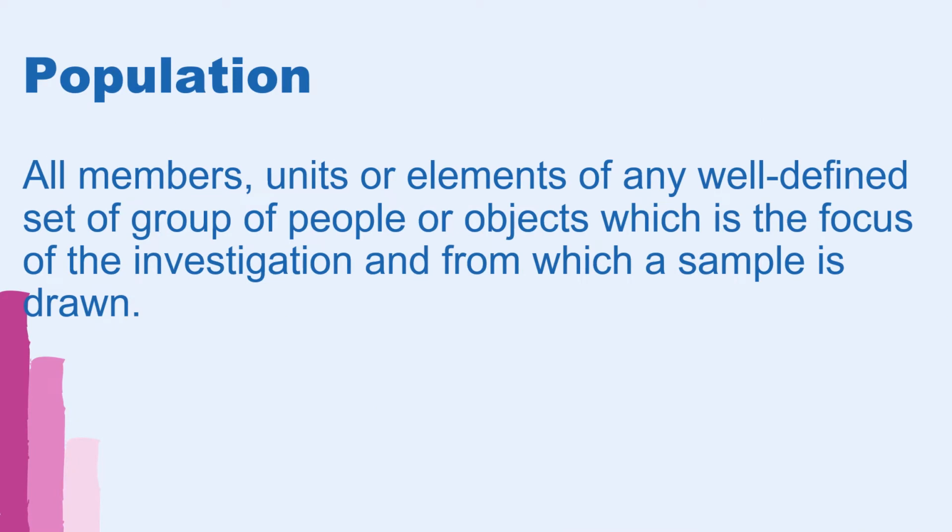Next, population. We have been using the term population earlier, so what do we mean by population? This means all members or units or even elements of any well-defined set or group of people or objects, which is the focus of the investigation and from which a sample is drawn. Your keywords here, class, are all members or units or elements. That's the definition of your population.